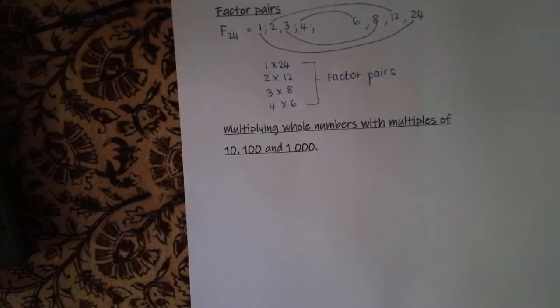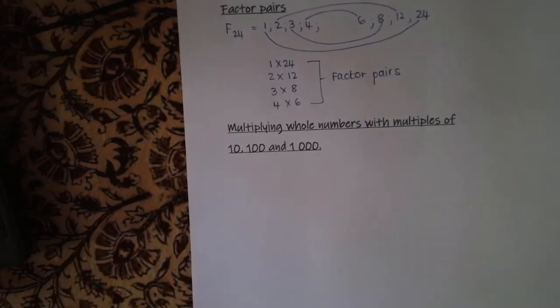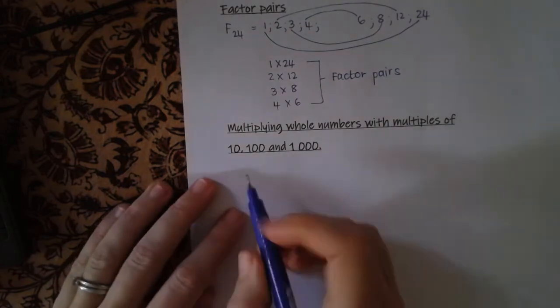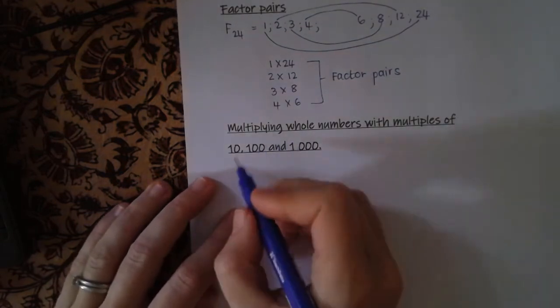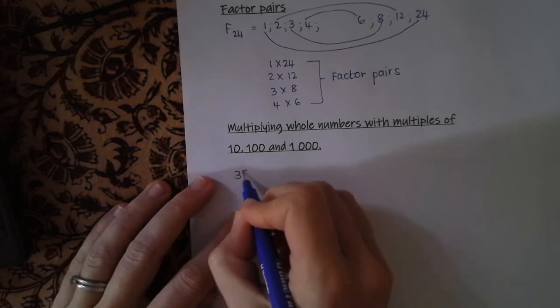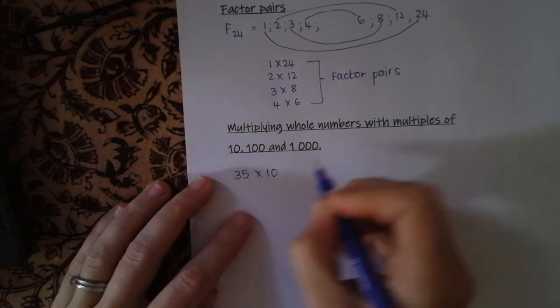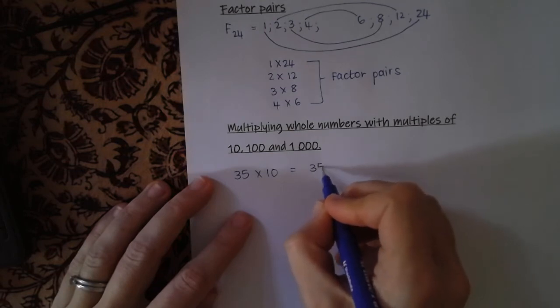So now we go on to the last part. Multiplying whole numbers with multiples of 10. Very easy. I'll show you an example. 35 times 10. The answer is 350.